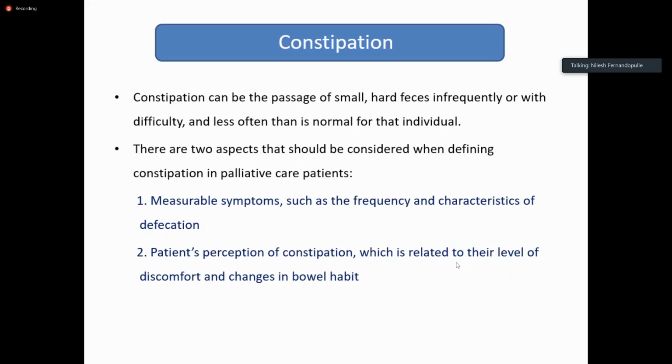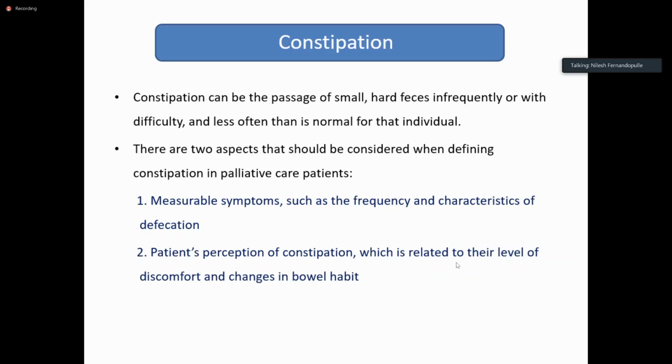So there are two aspects that should be considered when defining constipation in palliative care patients. Always look at the symptom, whether it's actually affecting the patient, such as the frequency and the character of defecation. Sometimes, even though we think the patient is constipated, for the patient it might not be a problem. So see how bad it's affecting the patient and the patient's perception of constipation, which is related to the level of discomfort. So again, how bad the patient feels the constipation is.